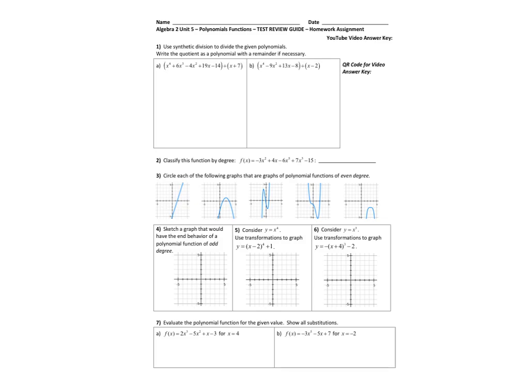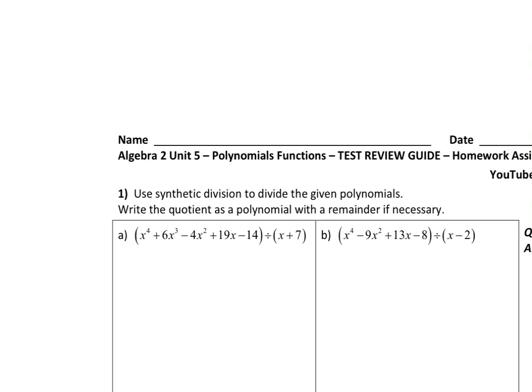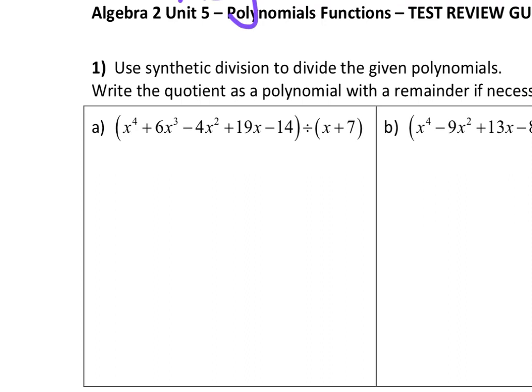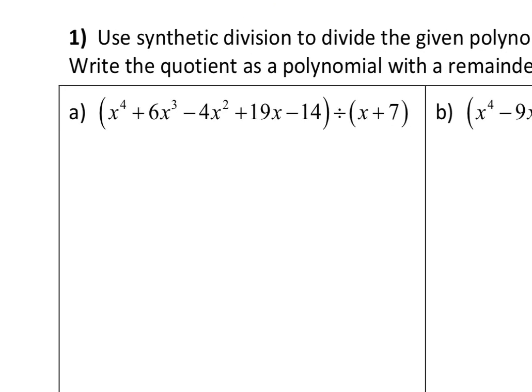This is the test review guide for Algebra 2, Unit 5, answer key video. So the first two problems ask you to use synthetic division to divide these two polynomials. Remember that whatever divisor you're given as a linear factor, you want to divide by the opposite number. So here we're going to be dividing by -7.